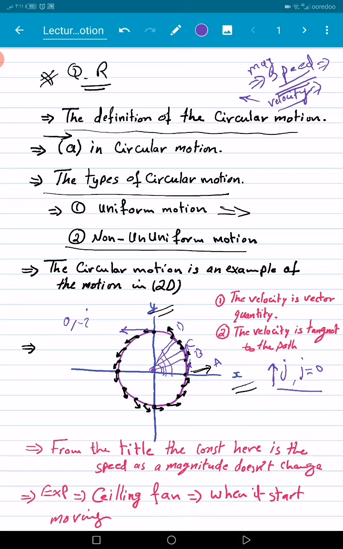For example, the ceiling fan. When it starts moving, it moves until the number that you fixed on it. That means you fixed the speed at number 2 or 3 or 4 or 5, as you set it from the control. That is a nice example for the circular motion.